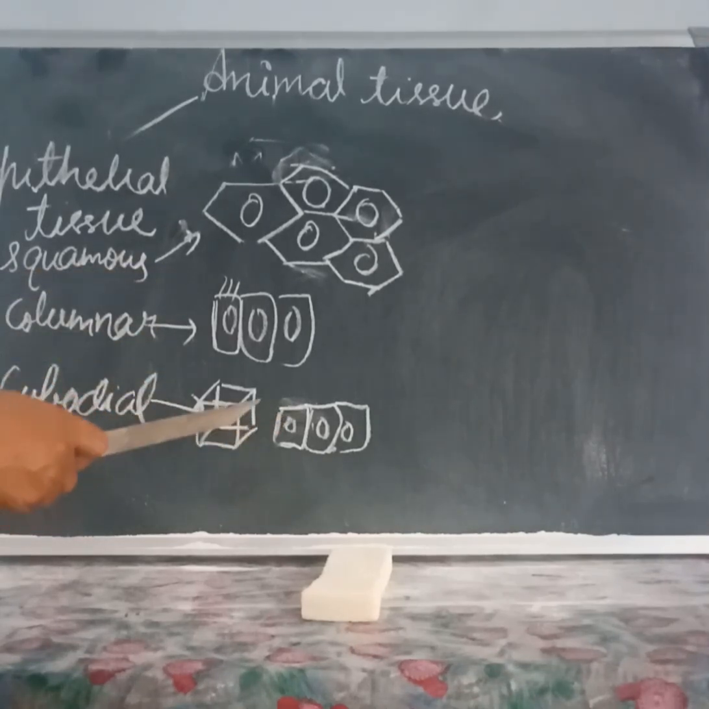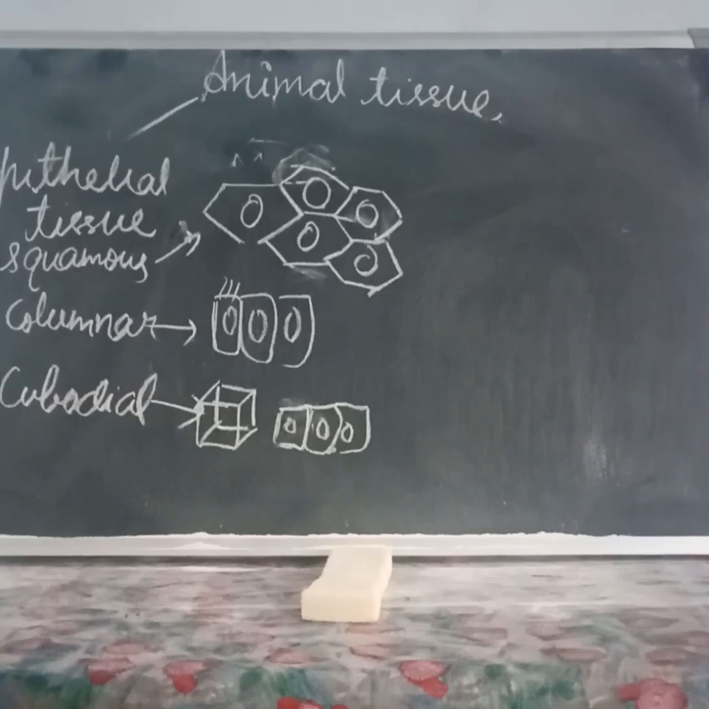Then the third one is the cuboidal epithelium. The cells are arranged like a cube, and this is present in the glands, like the salivary glands, digestive glands, and the sweat glands, and in the inner walls of ducts, tube-like structures like bronchioles. They help in absorption and secretion. For example, some cells lying in the stomach help to secrete the gastric juices.